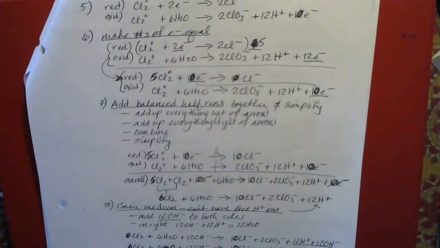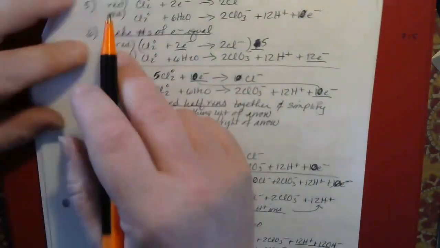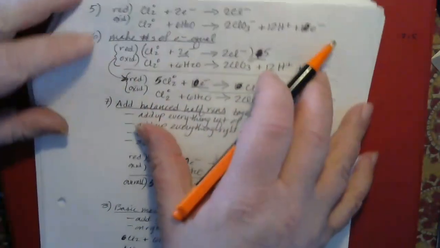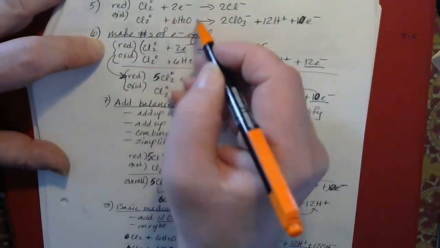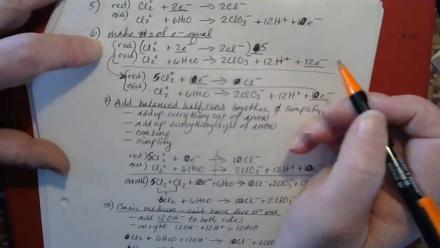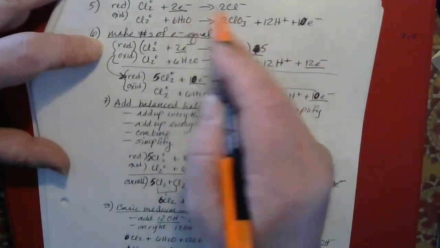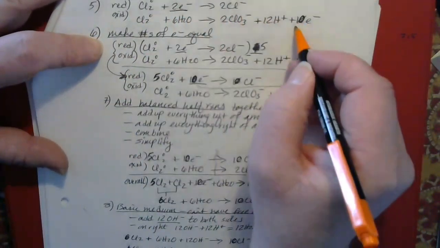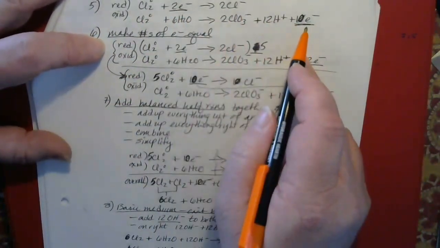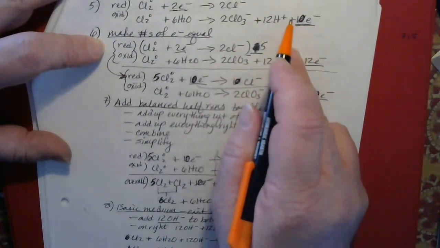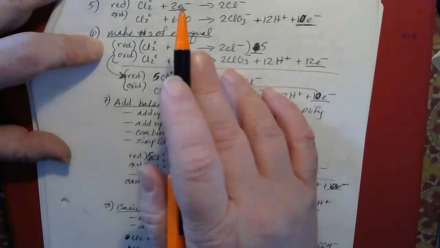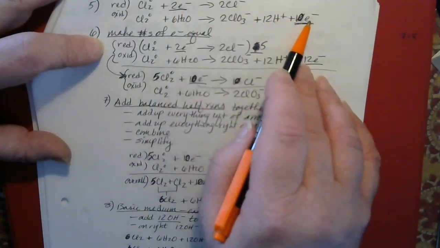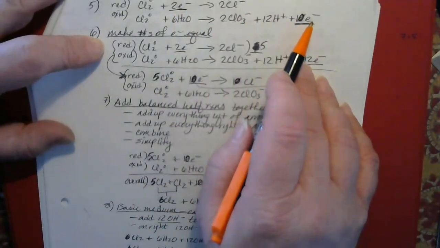Then, this is just a copy of where we were in the last step, just so we won't forget. And then number 6 is make the number of electrons equal. You'll notice here in the reduction half reaction, we've only got 2 electrons that are being taken in by chlorine, but in the oxidation half reaction, we have 10 electrons being released by the chlorine. And you can't have that happen. If you only need to take in 2 electrons, you're not going to release 10. Those other 8 electrons have to go somewhere.